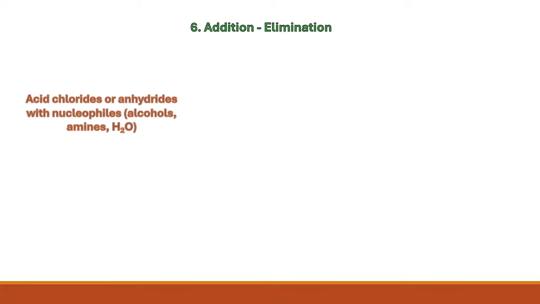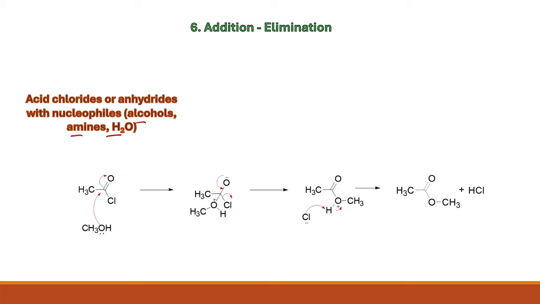Addition-elimination reactions, or mechanism. This is for acyl chlorides or anhydrides when they react with nucleophiles. The nucleophiles could be alcohols, amines, or water. So the product will depend on which nucleophile has attacked. As you can see, there are two steps in this mechanism. The first one is addition, the second one is elimination. You have the nucleophile first. It's going to attack the carbonyl carbon and the bond here is going to break. That will give you the intermediate.